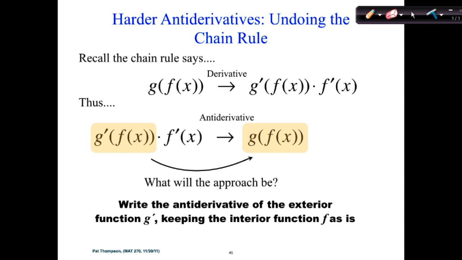Yeah, so we've got the derivative of g. So we're going to identify what that exterior function is. That's g prime, and take the antiderivative of it, and leave the interior as it is. And that's almost all of it. That's almost the whole deal. We might have a little mess to clean up with a factor. Okay, but this is it. If we can identify the g prime f, then we're going to identify what the exterior function g prime is, take the antiderivative, and we're almost done.